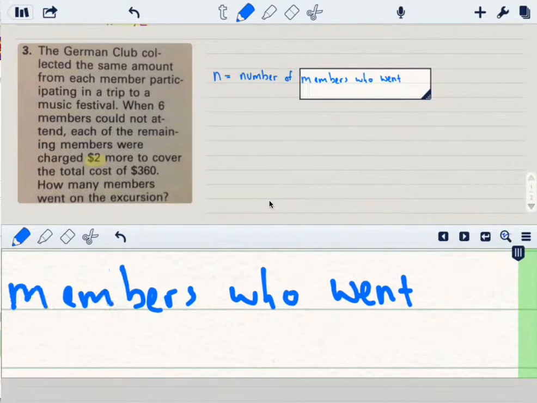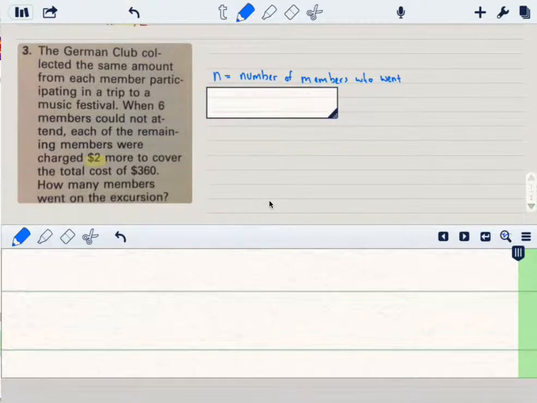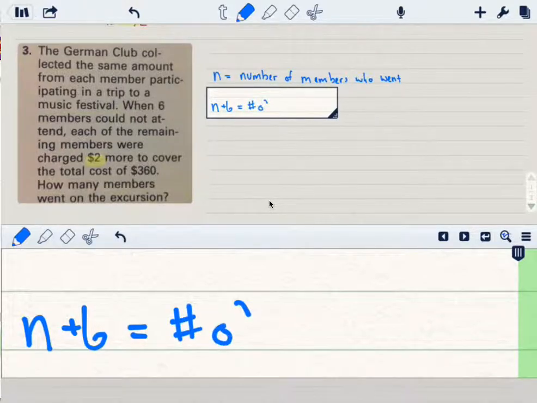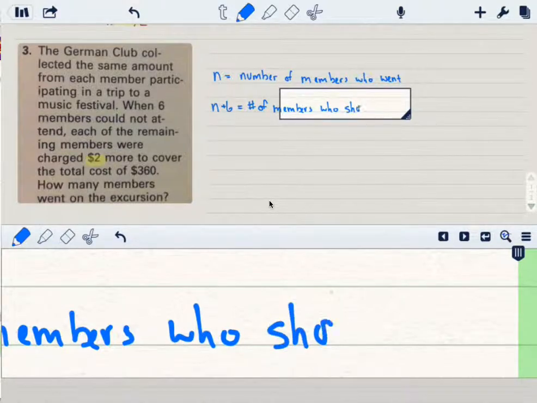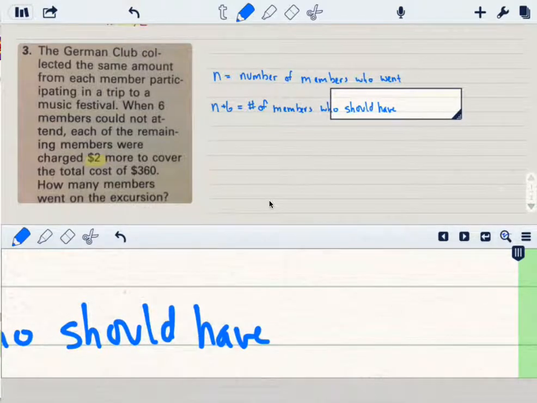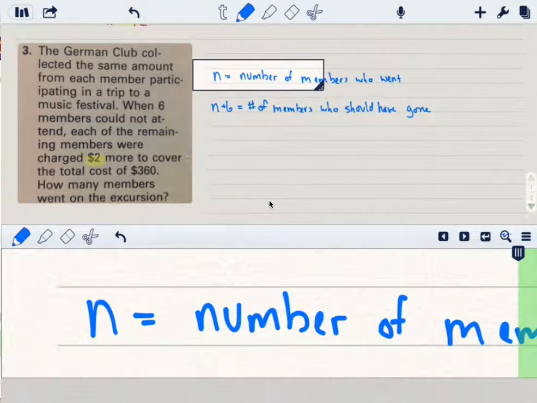Okay, now that means n plus 6 equals the number of members who planned on going, or who should have gone. So we've got n and n plus 6.